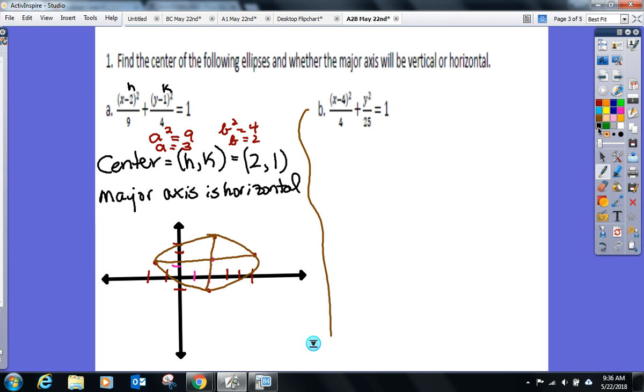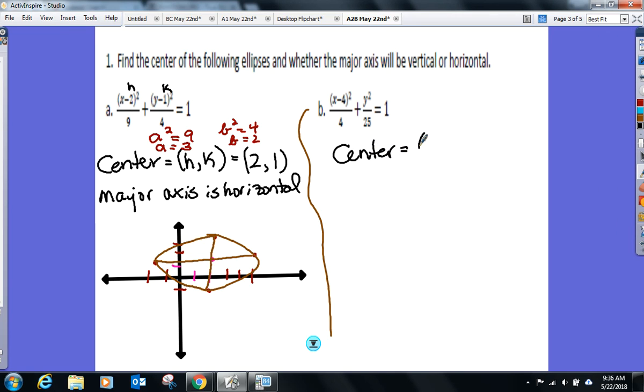Next. Center for this ellipse. Ooh, there's nothing there with the y. I know that. Thank you. What's the x-coordinate at least of the center? 4. And anybody want to take a guess if nothing's there?